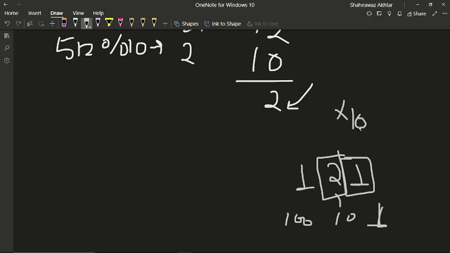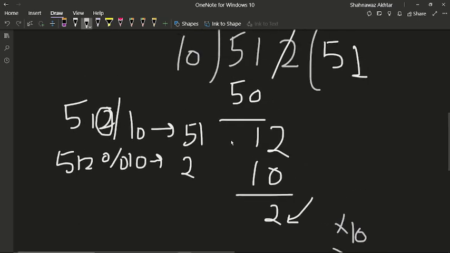If you are seeing this, this is the tens digit, which is 10 times the previous digit. Not the value, but its place. Ones, tens, hundreds. Okay.